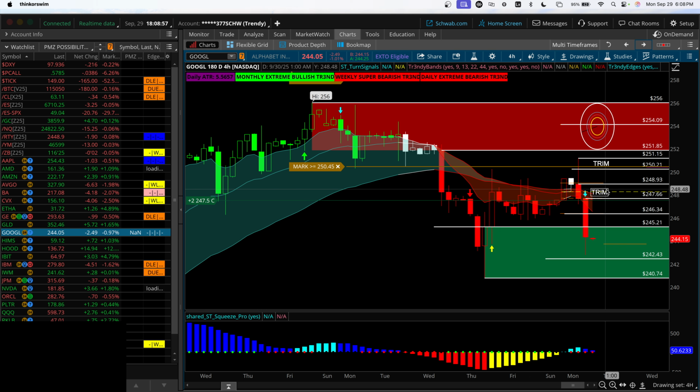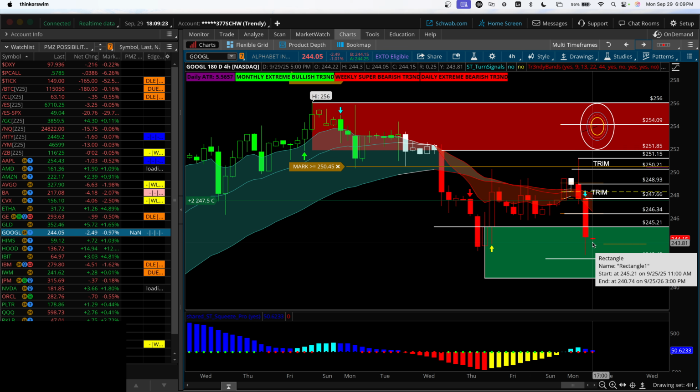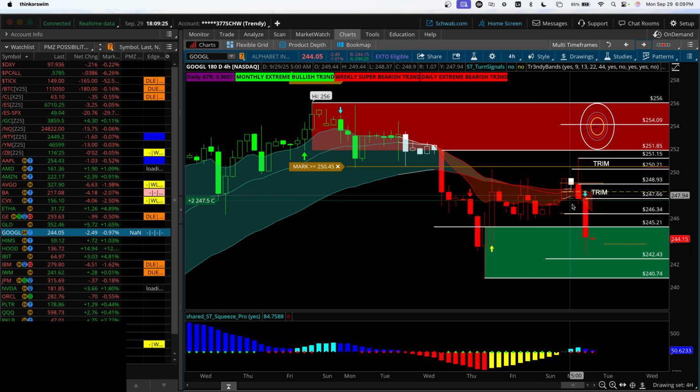247.66 by 248.93 would be a trim, and then 250.21 by 251.15 is my second trim, and I'm targeting 251.85 by 256. So that's my trade plan for Google. I want to see higher lows inside of this buy zone. If I'm just day trading the remainder portion of my allocation, then I will use the PMZ tomorrow and Wednesday to day trade that above the PMZ going long and trimming at those intraday levels.